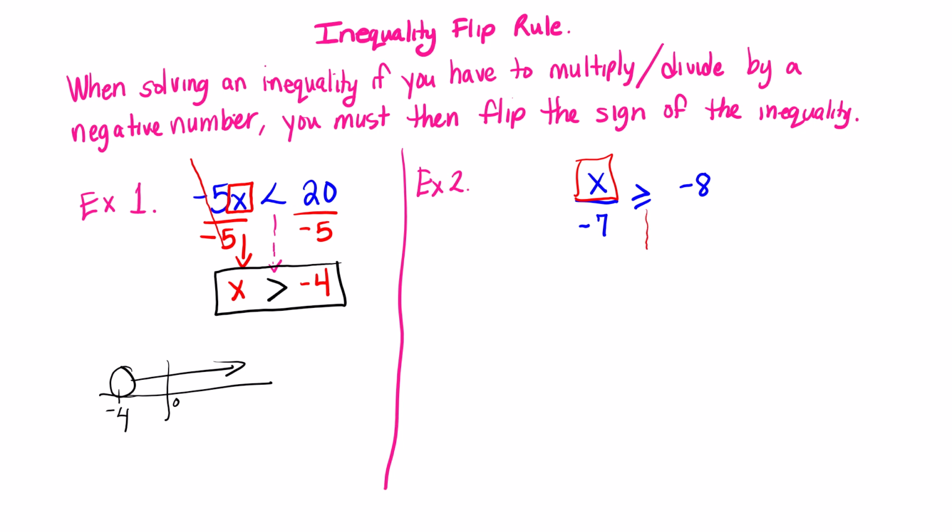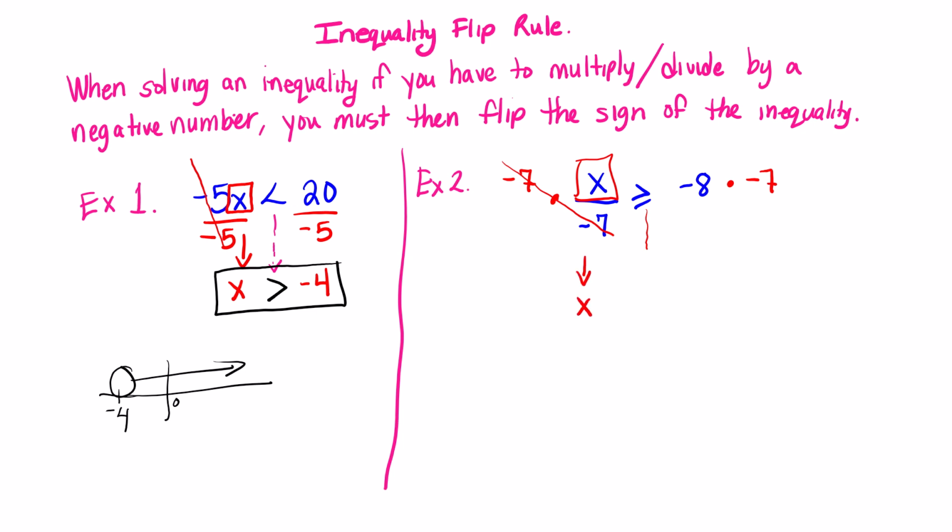So to get rid of the negative 7, you want to do the opposite operation. If this is division, the opposite of division is multiplication. You're going to multiply both sides by negative 7. What you do to the left, you do to the right. Now what happens to the 7s? They're going to reduce to 1. Cancel out. I'm going to bring down the x.